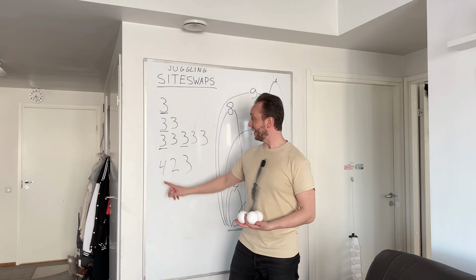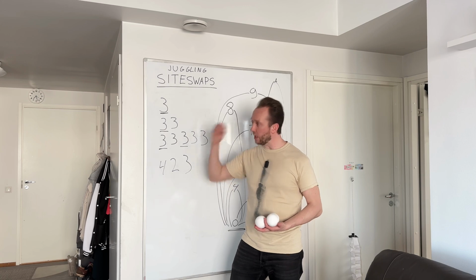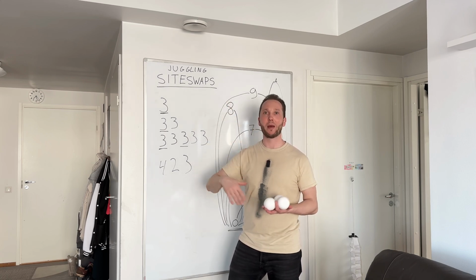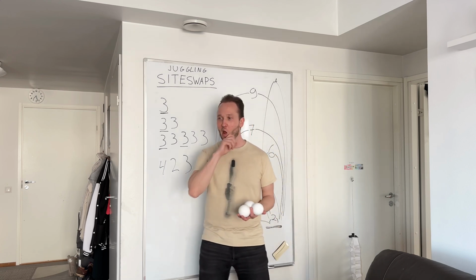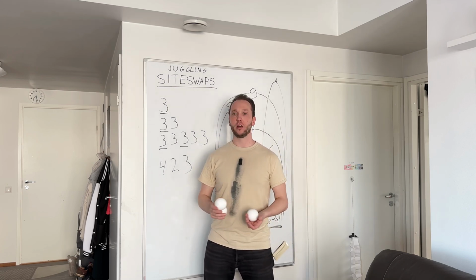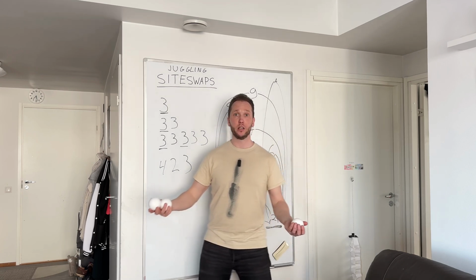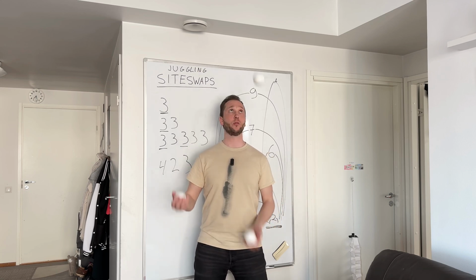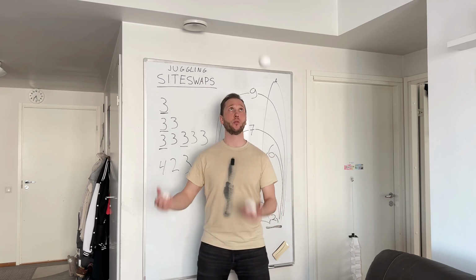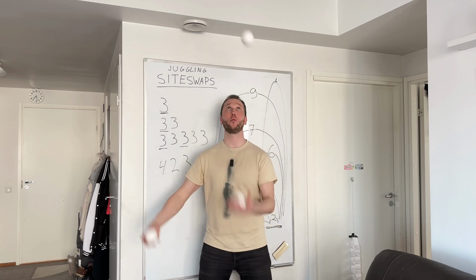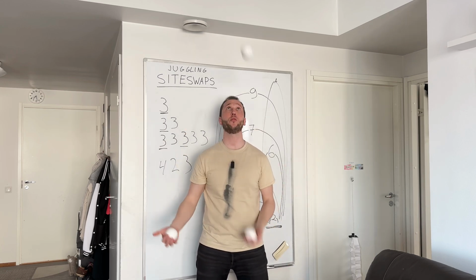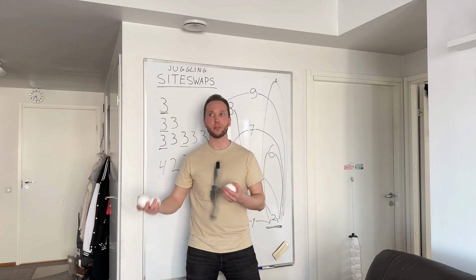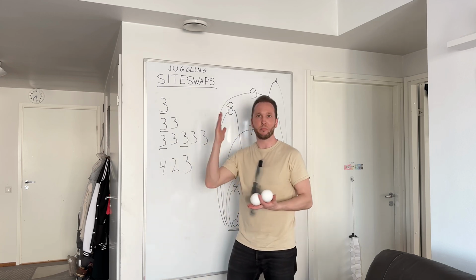Now, let's do something with the 4. Again, you can imagine whatever you want. Do it with whatever you want. Okay, so let's make the 4 an under the arm throw. So we have 4, 2, 3, 4, 2, 3, 4, 2, 3. So we get that kind of pattern. We just make the 4 under the arm. We just play with it.